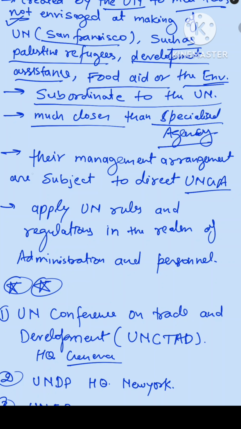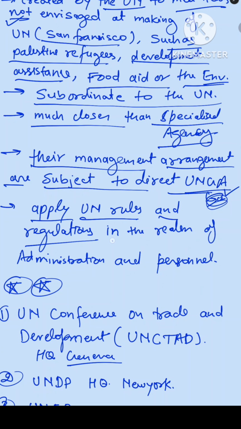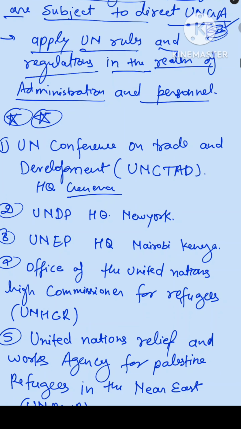And these funds and programs organizations have management arrangements subject to direct control of the UNGA. The UNGA is like our parliament, the United Nations General Assembly. It makes rules and regulations for these organizations, and funds and programs organizations apply UN rules and regulations in the realm of administration and personnel. So we will also look at how many United Nations funds and programs organizations there are.